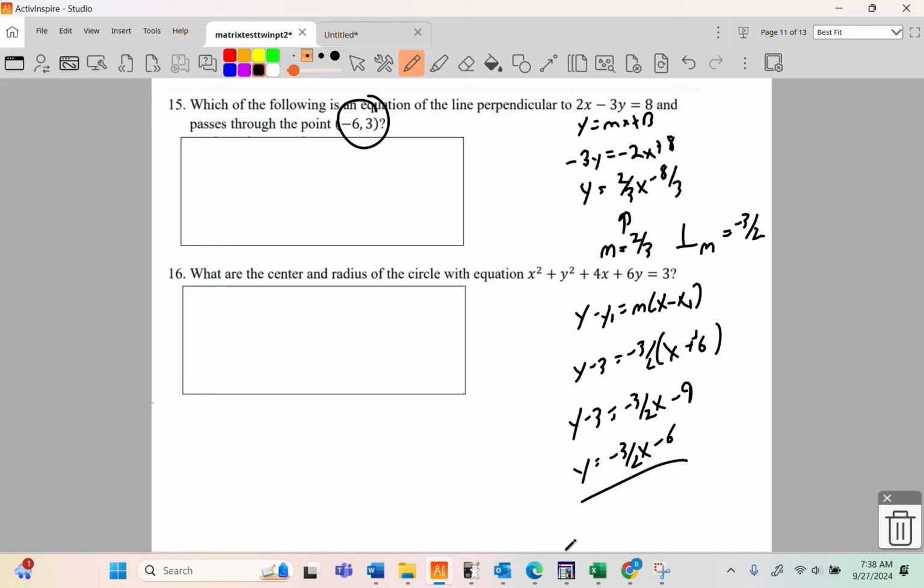I got 2 more to go, and looks like 7 minutes to do it before classes start. So let's keep moving forward.